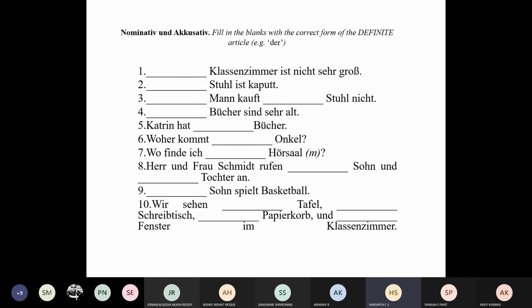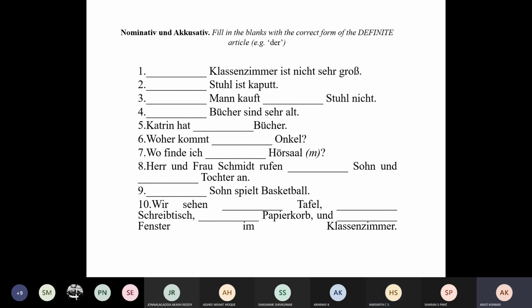Das Papierkorb. No, article for Papierkorb. Den Papierkorb. Und das Fenster im Klassenzimmer. Yes, very good. So, all these things are objects. We see, what do we see? We see the board, the working table, the dustbin, and the window in the classroom. That is the sentence.